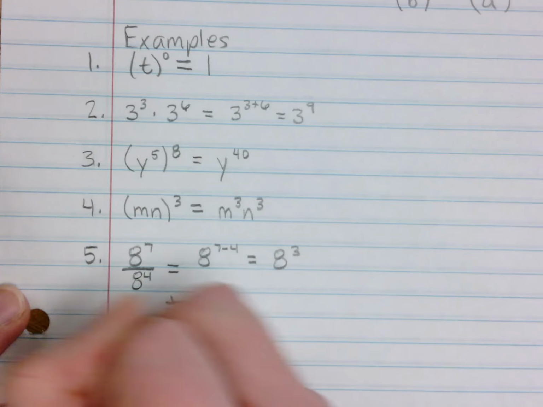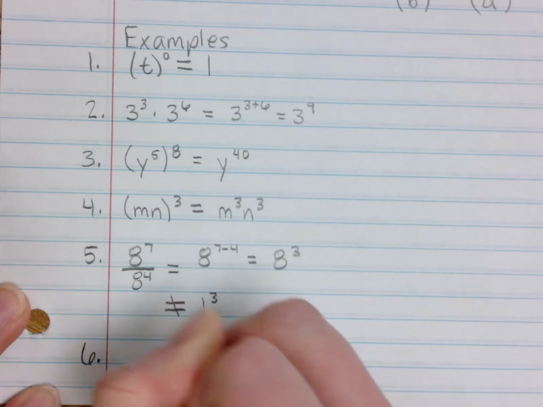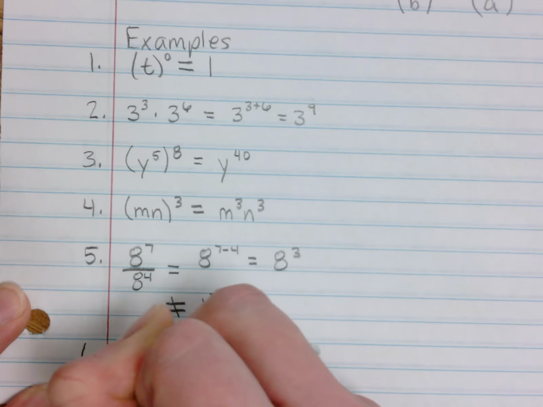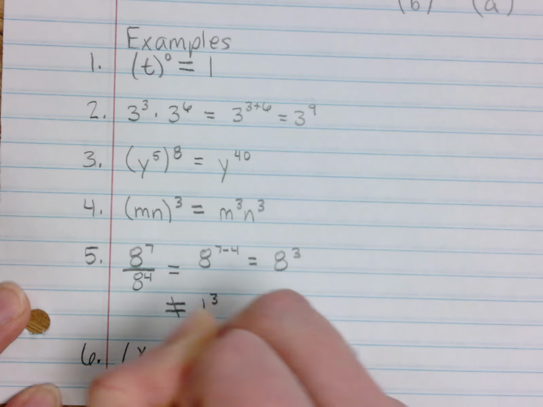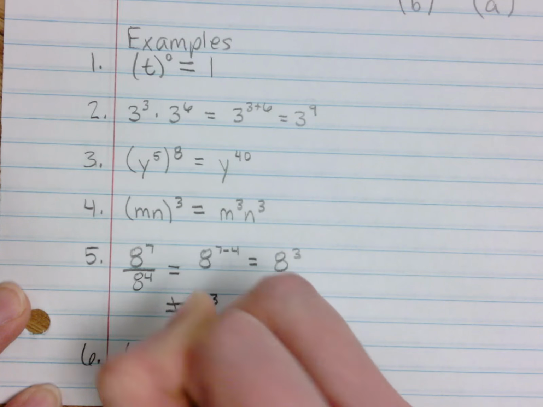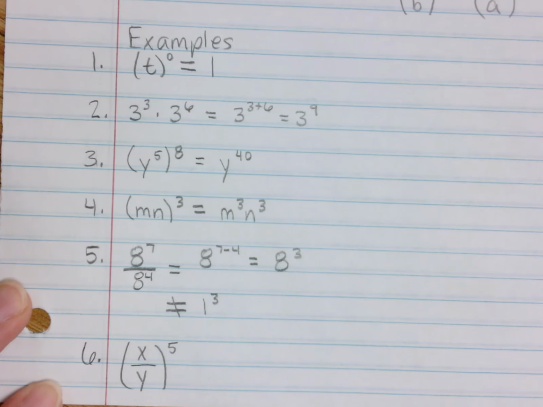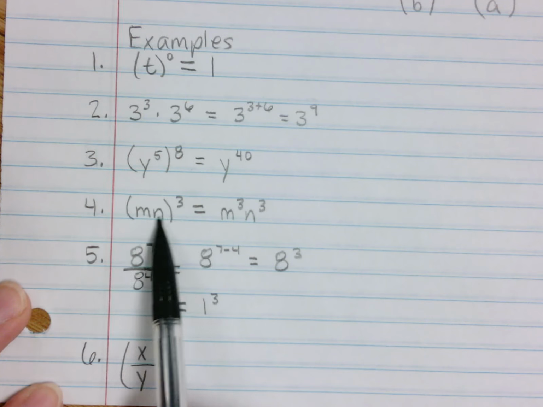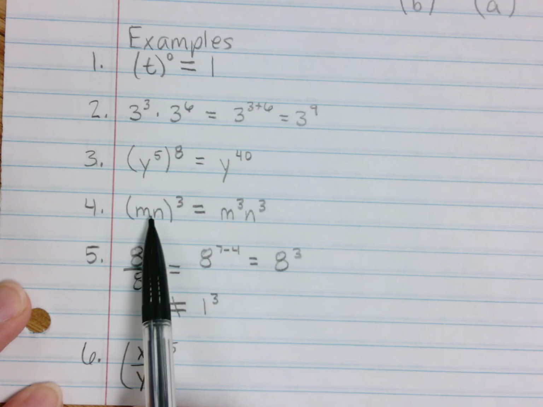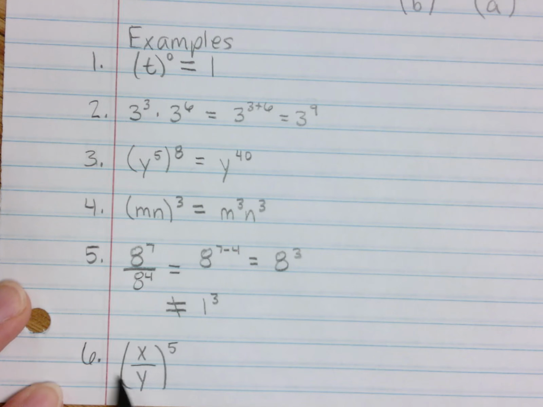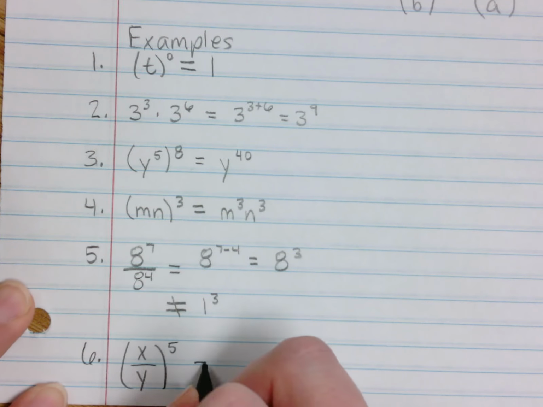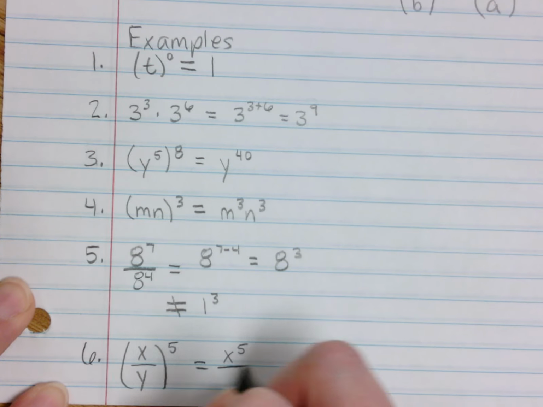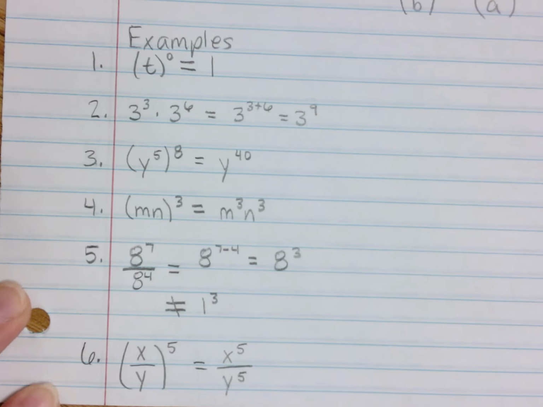Example number 6. Here we have x over y, and all of that is raised to the 5th power. So very similar to property number 4, if you have multiplication, each thing can get the exponent. And if you have division, each thing can get the exponent. So the x to the 5th power and the y to the 5th power.